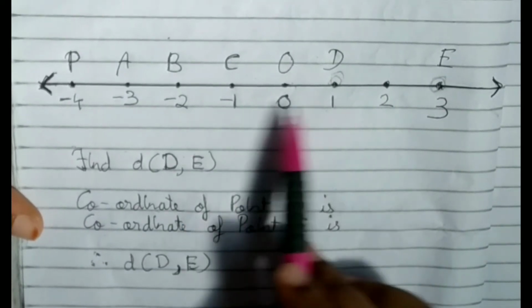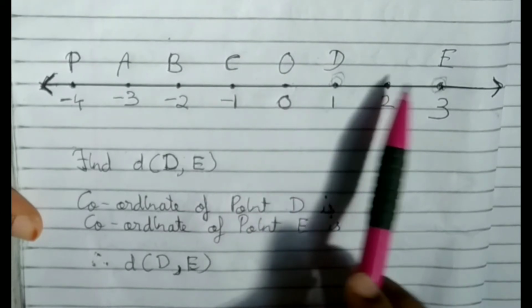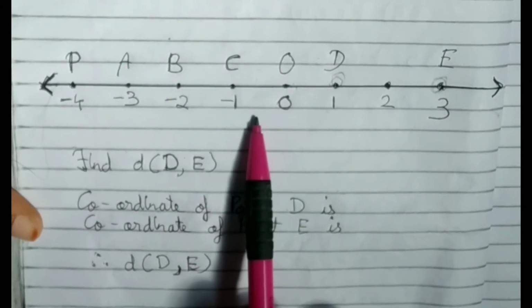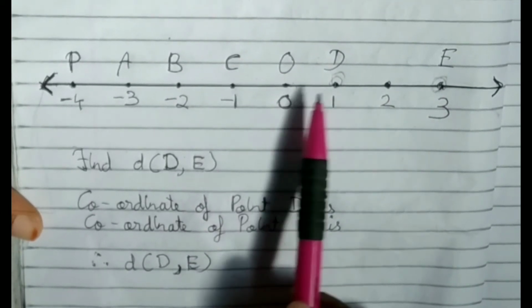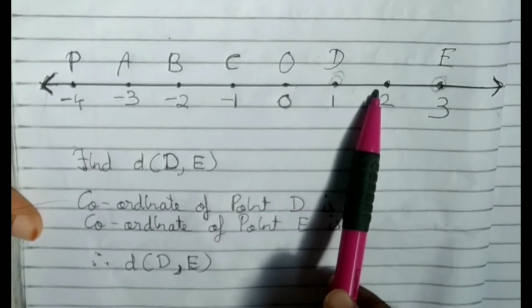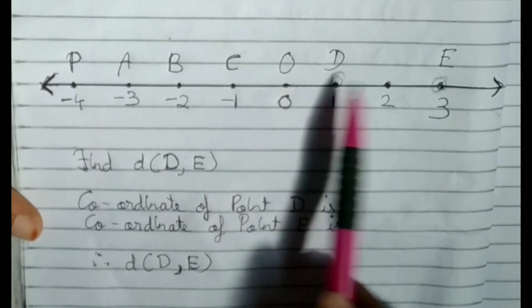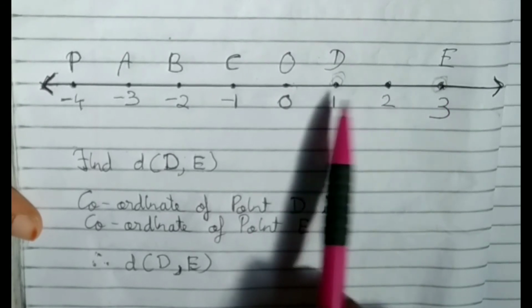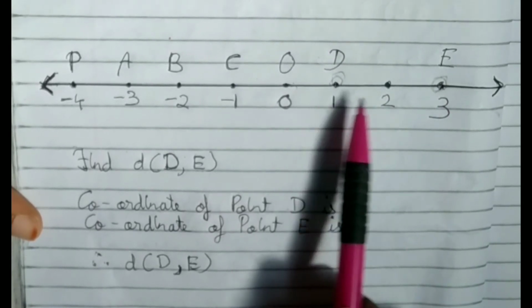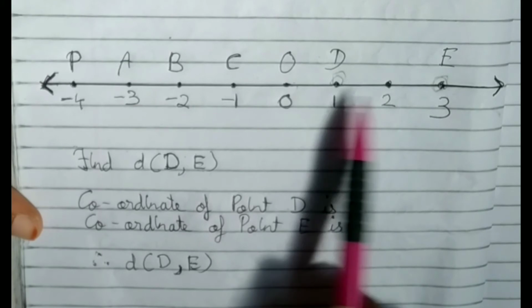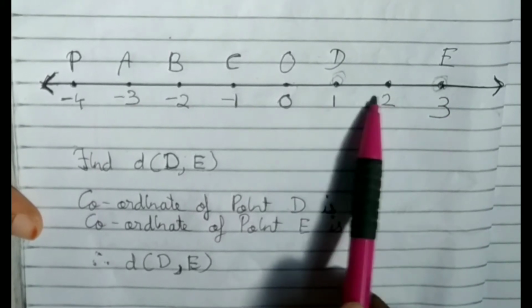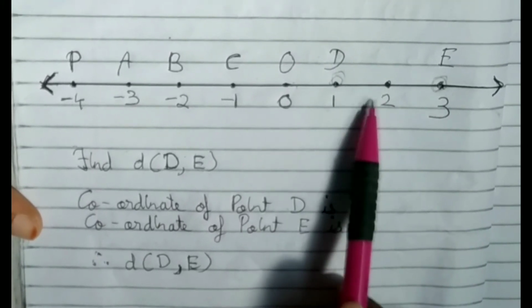See, in the number line, this distance, that is 1 distance, is 1 unit. So from 0 to D the distance is 1 unit, from D to next it is 1. So from D to E we can see from the number line clearly it is 2 units. The distance is 2 units from the number line we can see.